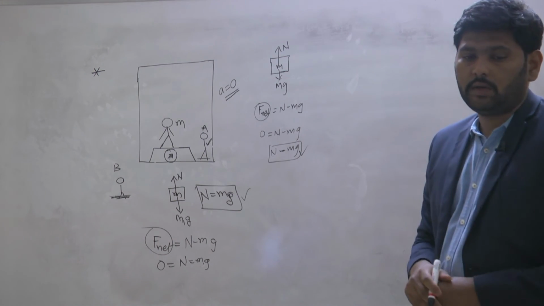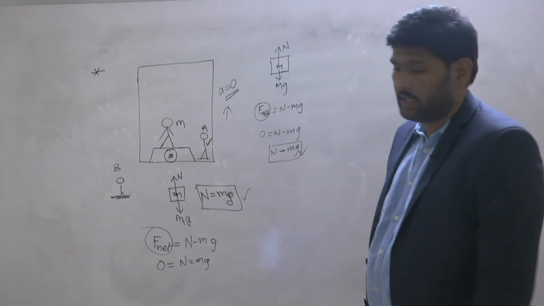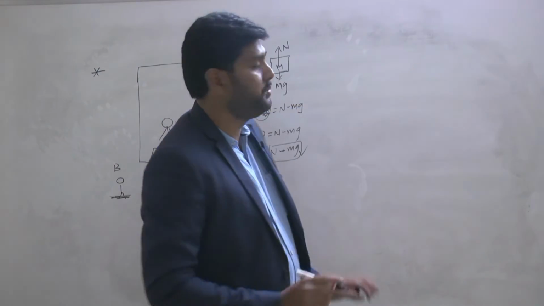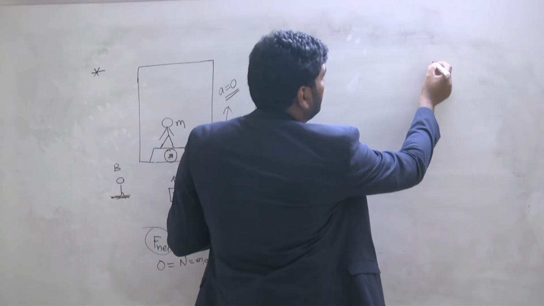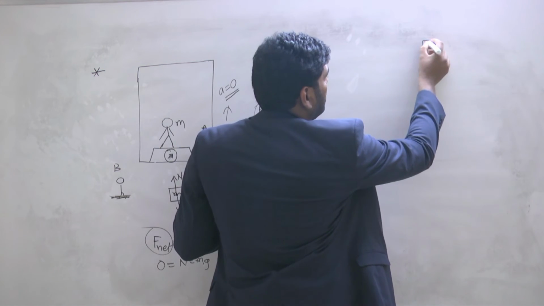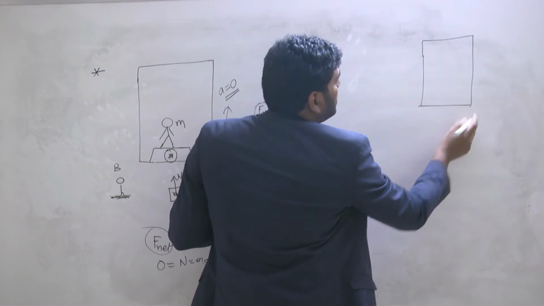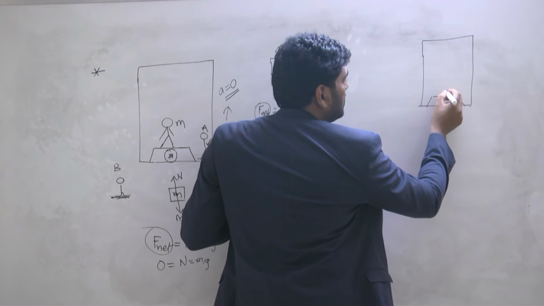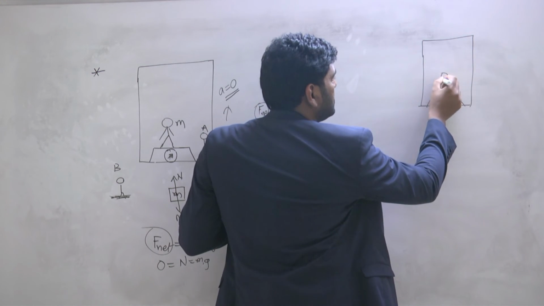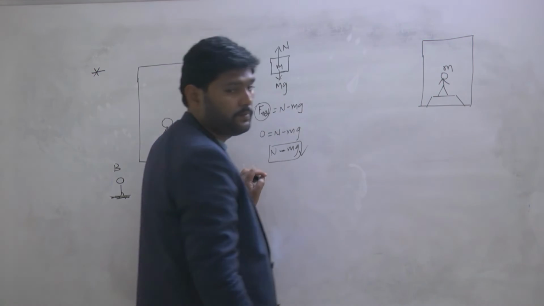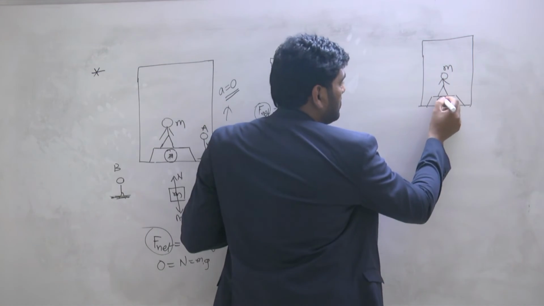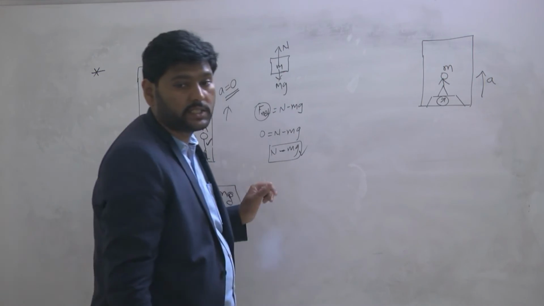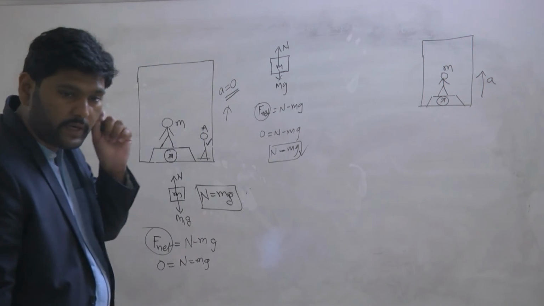Same situation, if it is accelerating upward, let us see now. Same lift you can take. I am taking the lift here. This is a lift. Inside the lift, we have a weighing machine. On the weighing machine, a person is standing. His mass is capital M. Now the lift is moving in the upward direction with an acceleration a.